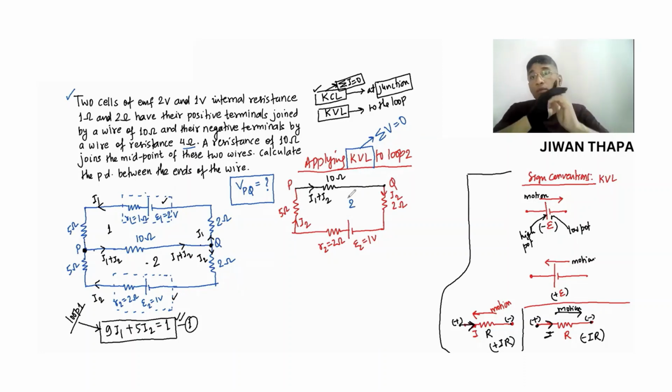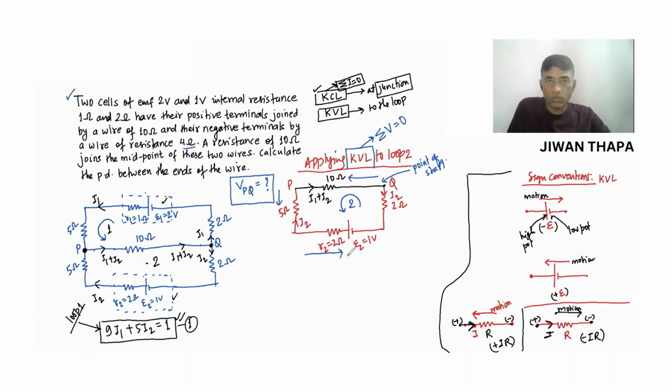In order to apply KVL, we need to move in the loop. We can move in clockwise or anti-clockwise direction. In loop 1, we moved anti-clockwise, so let us follow the same direction. Let us call this the point of start. We move along this direction and finally come back to the point of start.